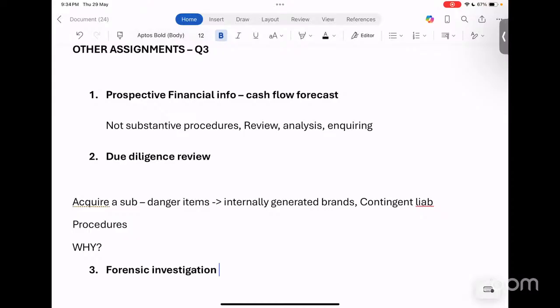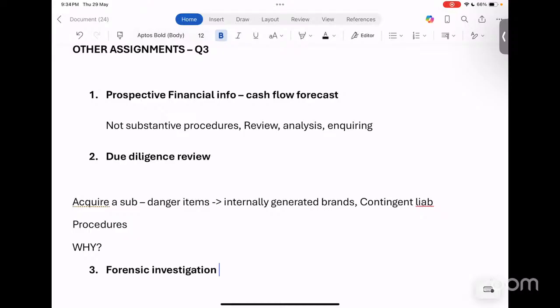Again, all these depend upon the case study. These are spontaneous topics, not direct theory questions. They are very spontaneous, just like audit risk, business risk, or procedures, so we have to do that as and when we see it in the exam. So: prospective financial information, due diligence review, and forensic investigation. I hope I'm not forgetting anything.